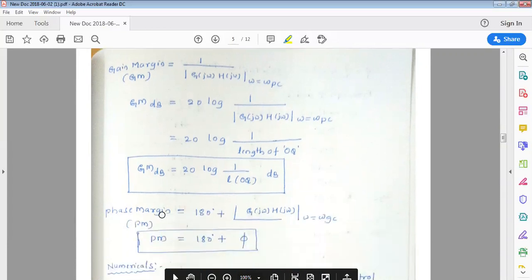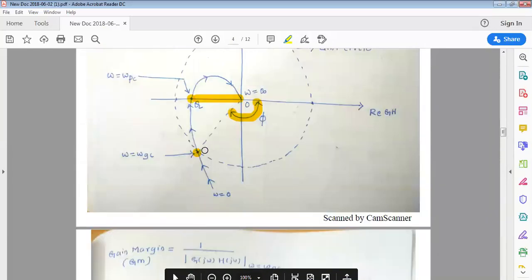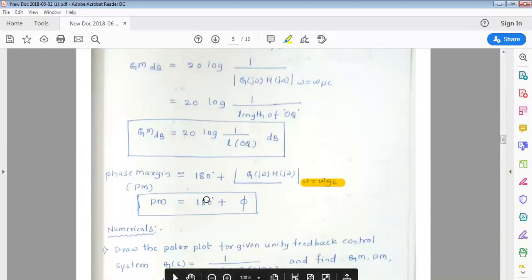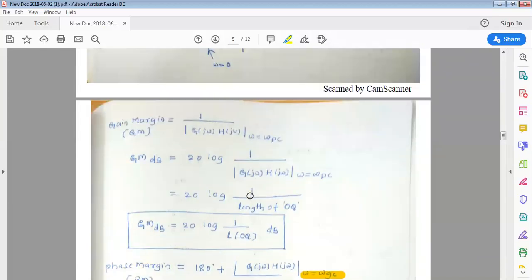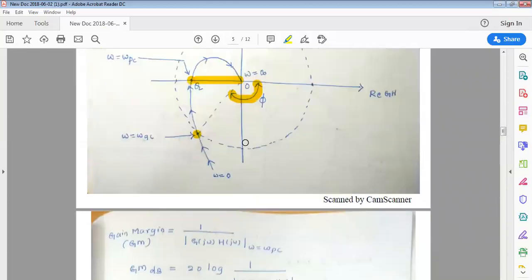Similarly, how to find phase margin? It is 180 degrees plus the angle of G of j omega H of j omega when omega equals omega GC. This is very important. See here. So we need to find this angle. This angle is also available in the tabulation, right? So phase margin will be 180 degrees plus phi. Usually phi will be a negative angle. So while solving the numericals, we'll come to know how exactly you need to find it.